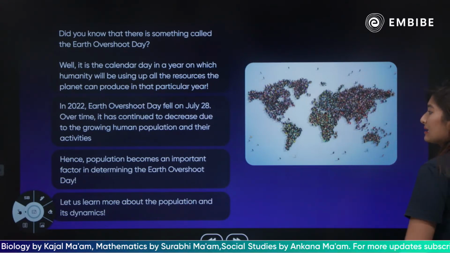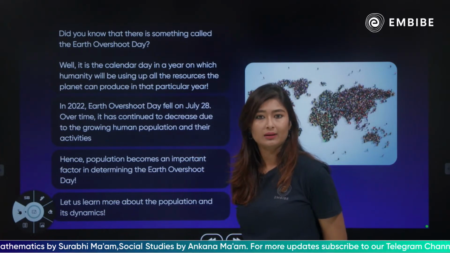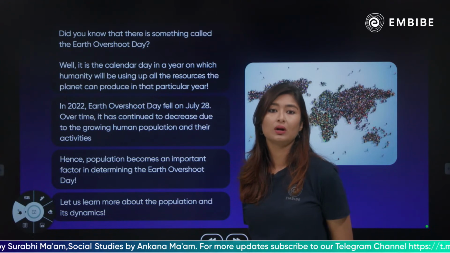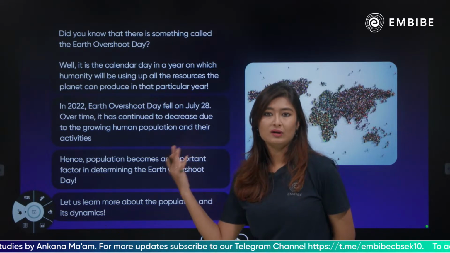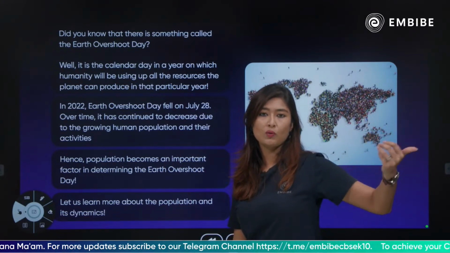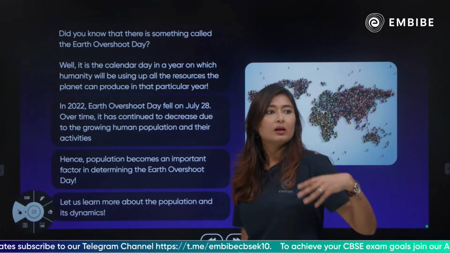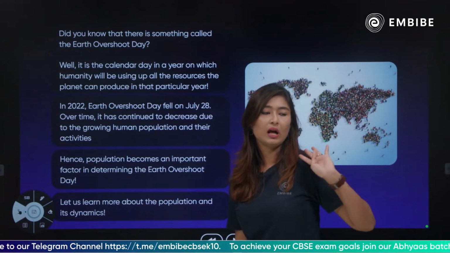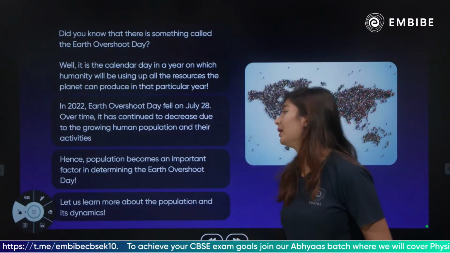So it tells us that population becomes an important factor in determining Earth Overshoot Day. If you don't know about the population, how will you stock it? I stocked food for 50 people for 12 days, but there were 75. That is why my food was over on the 9th day. On the 8th day, I couldn't stay there with the rest of us for another 4 more days. We had to come back or maybe starve, right?